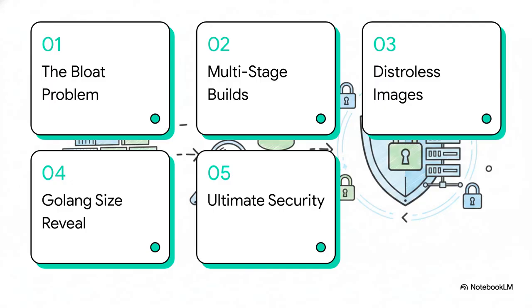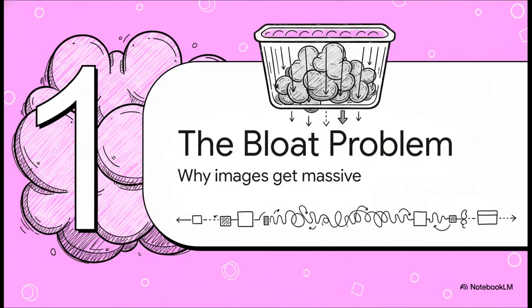So here is our roadmap for this explainer. First, the bloat problem. Two, multi-stage builds. Three, Distroless images. Four, the Golang size reveal. And five, the ultimate security advantage. Okay, Section 1, the Docker bloat problem.